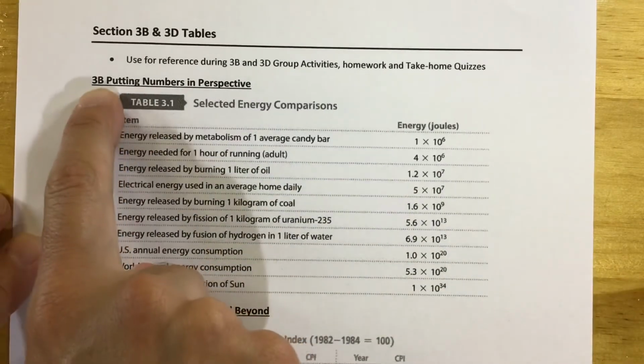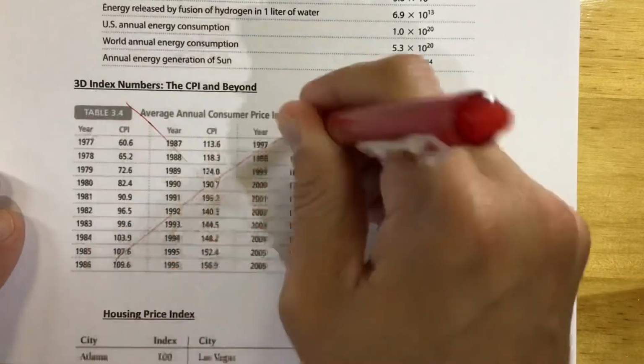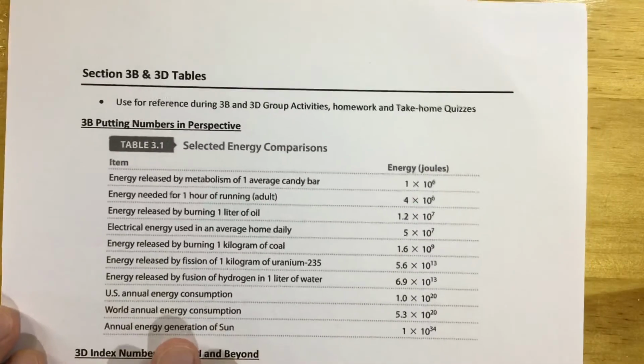All right, up at the top here, we've got 3B. The other stuff that's on this page, you're not going to need these. We're not going to use them at all, so don't really worry about them. It's just this top part up here.